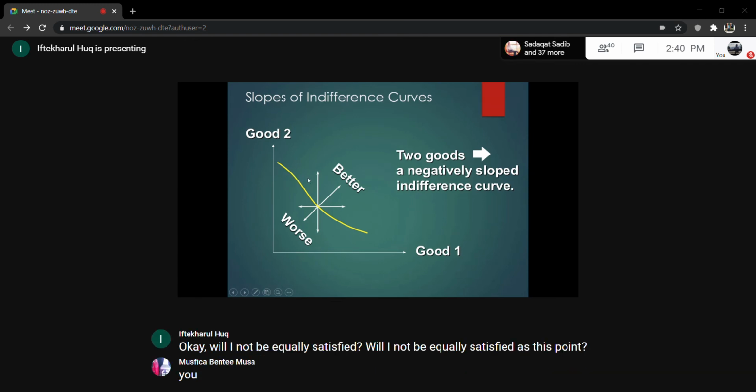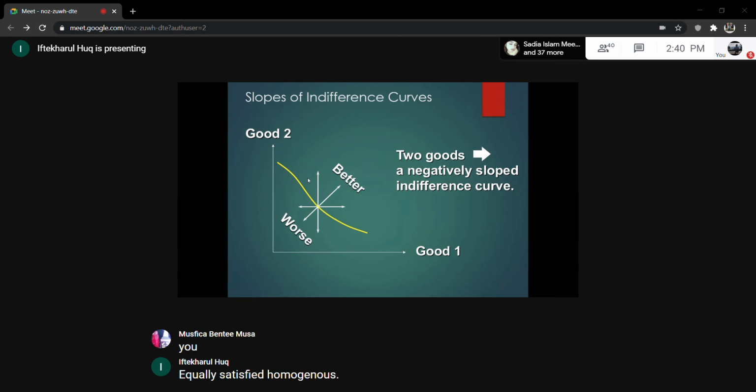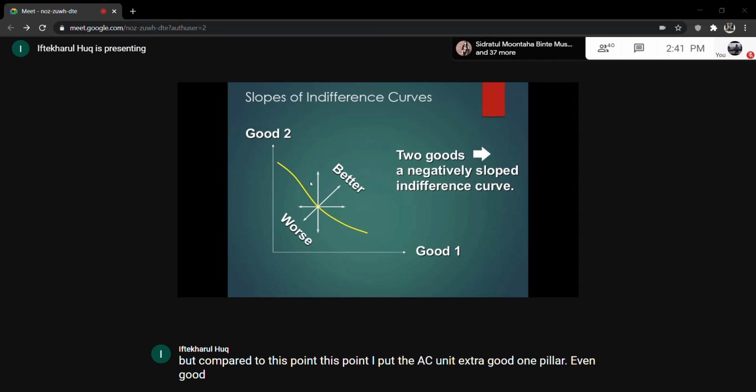হ্যাঁ, equally satisfied হব কেন? স্যার কারণ এরা তো ইনডিফারেন্ট। But compared to this point এ আপনি তো 1 ইউনিট এক্সট্রা গুড 1 পেলেন, এবং গুড 1 একটা ভালো জিনিস, সেটা আপনাকে যত দেয়া হয় আপনি তত বেশি প্রেফার করেন। তাহলে অরিজিনাল পয়েন্টের সাথে আপনাকে যখন একটা এক্সট্রা গুড 1 দেয়া হবে, সেটা কি ইকুয়ালি প্রেফার্ড হবে নাকি মোর প্রেফার্ড হবে? More preferred, sir.